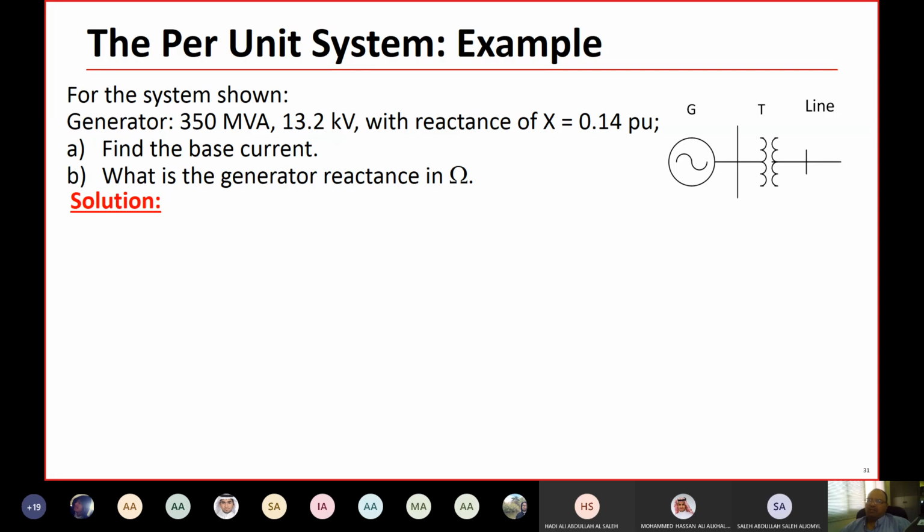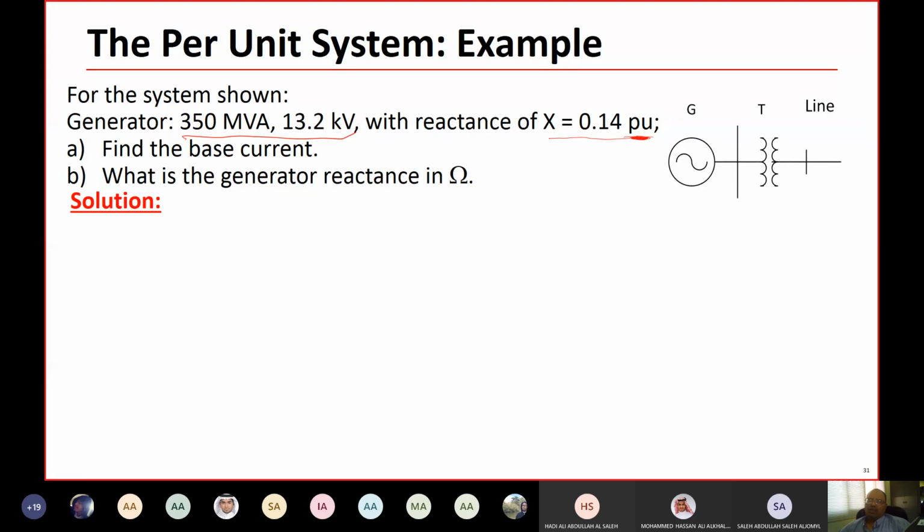For this simple system, the generator is rated as 350 megavolt ampere, 13.2 kilovolt, and the reactance in per unit is 0.14. So find the base current. How much is the base current?